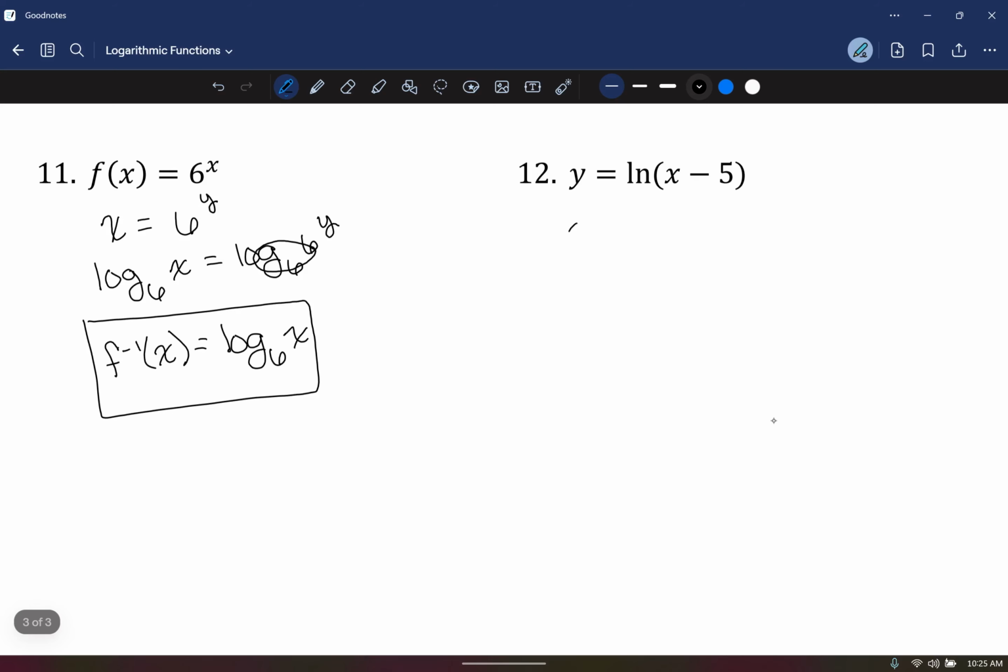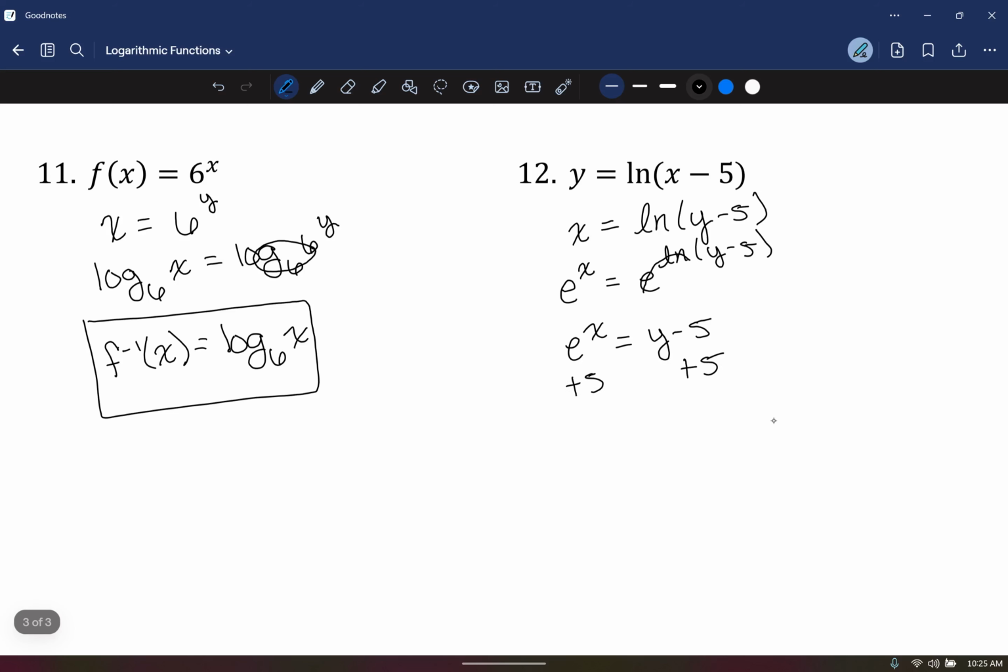All right, and number 12, again, we're doing the inverse, so we're going to switch x and y. My log is already isolated, so since that natural log has a base of e, we're going to take an exponential base of e and raise it to both sides. The e to the natural log with a base of e cancels. So we have e to the x is equal to y minus 5. We'll add 5. So y is by itself. We have y inverse is equal to e to the x plus 5.